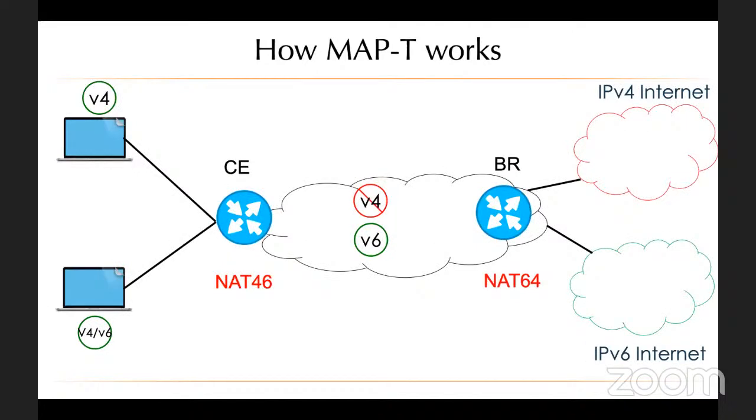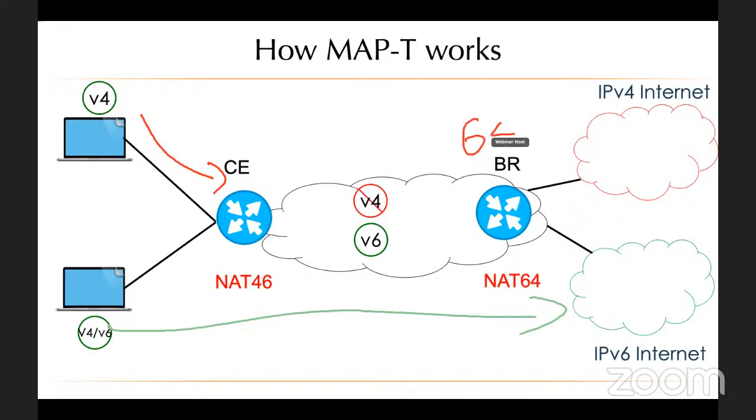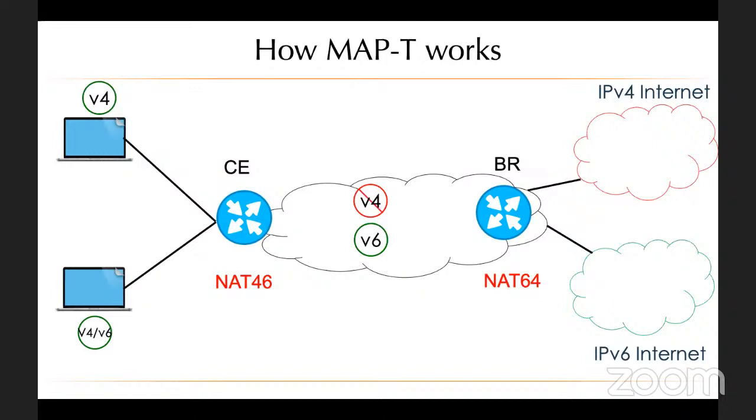So as usual, same narrative: V6, no translation, straight ahead. V4, we do translation 4 to 6 at the CE, and then the packet is sent as a V6 packet inside the core, and then we translate from V6 to V4 at the BR onto the internet.